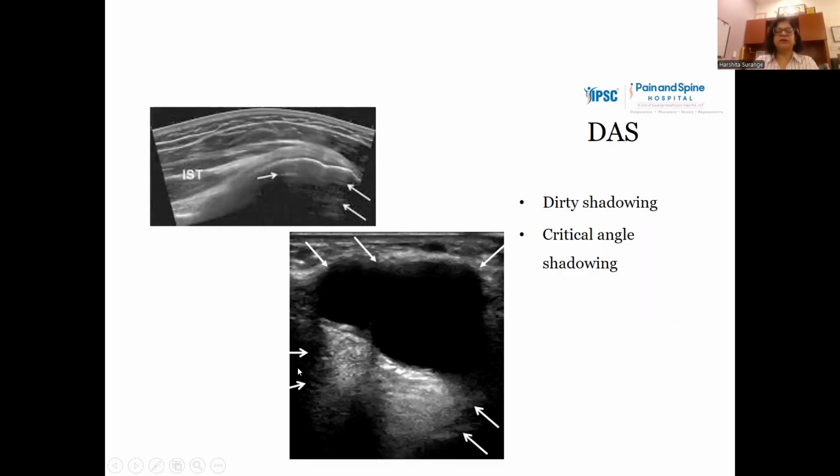So we need to understand that this is a critical angle shadowing because of the sudden change in the angle, sudden change in the density of the tissue. There occurs reflection, there occurs an echo drop, and also more of reflection back to the probe.